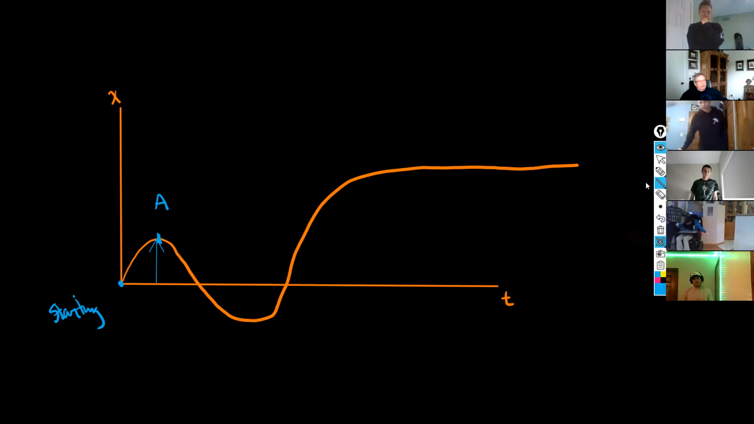When am I at rest? At the very peak, at time A, right? Because what's my tangent at that point? It's horizontal, which means it's zero slope, and the slope of the tangent is the velocity. So what does that mean?